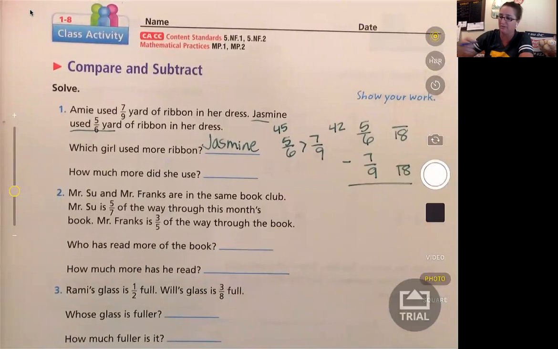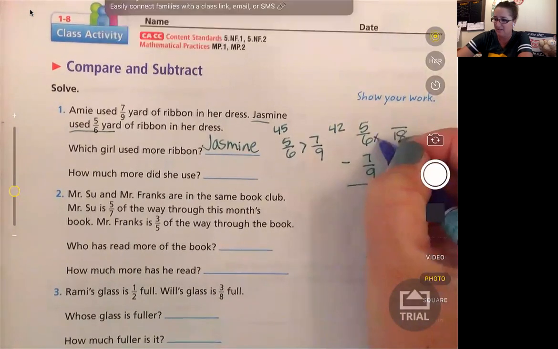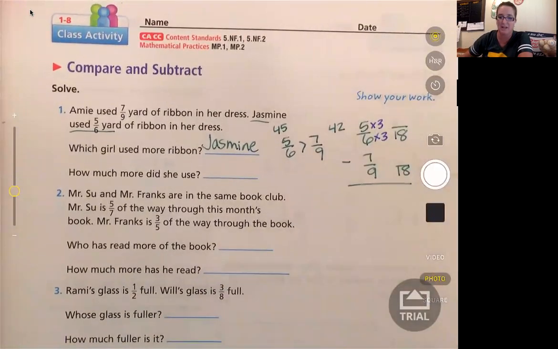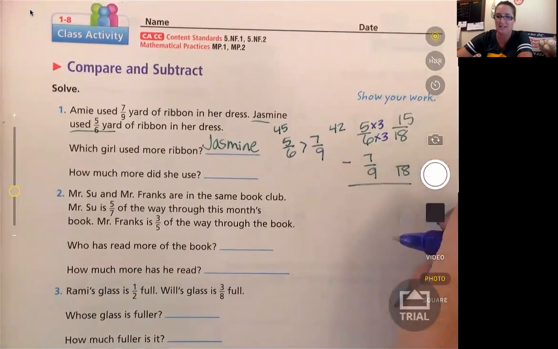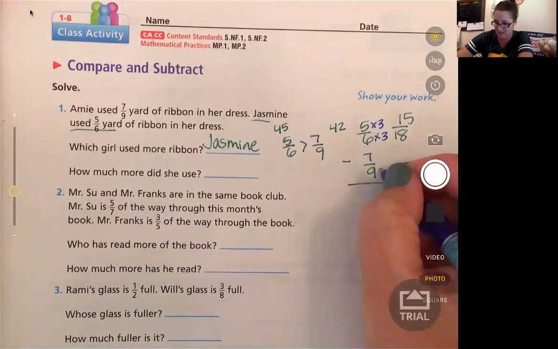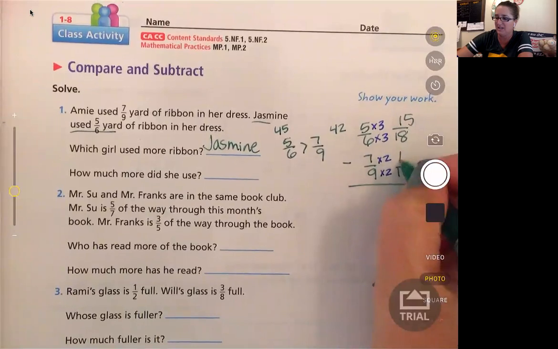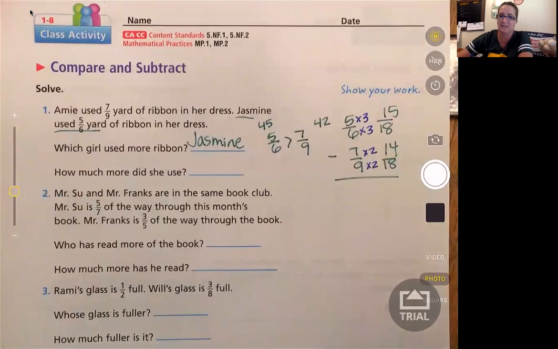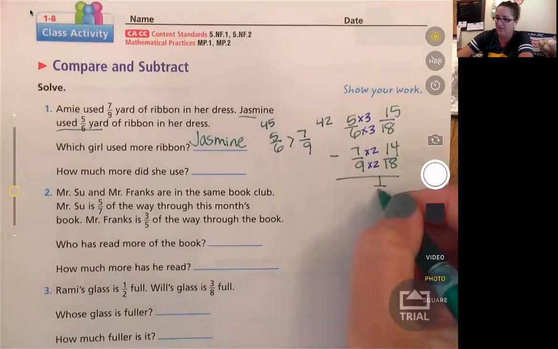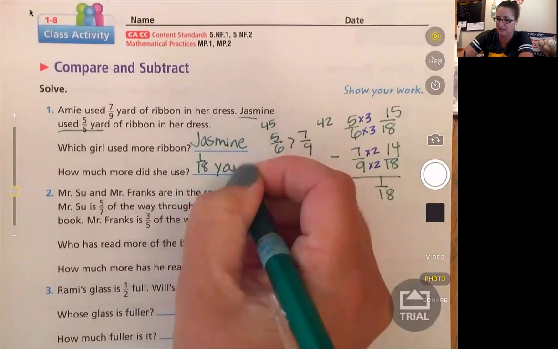Let's figure out my equivalent fractions now. How do I get from 6 to 18? Multiply by 3. What's 5 times 3? 15. Yep, 15 is the numerator. How do I get from 9 to 18? Multiply by 2. What's 7 times 2? 14. Can I subtract 14 from 15? Yes. What do I get? 1 over 18. So how much more did she use? 1/18 yard.